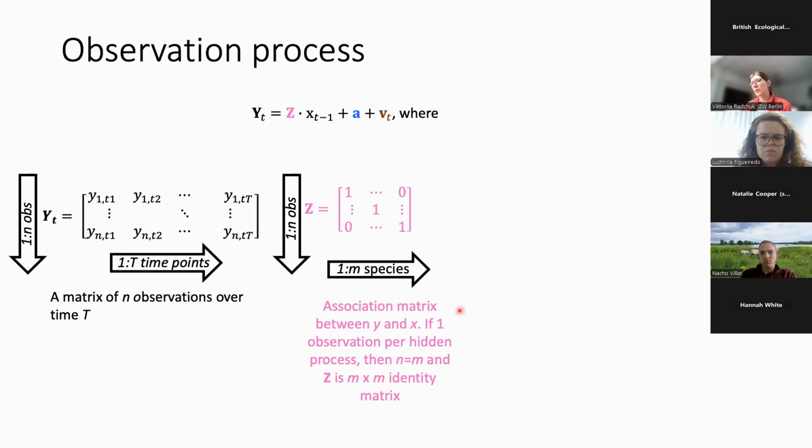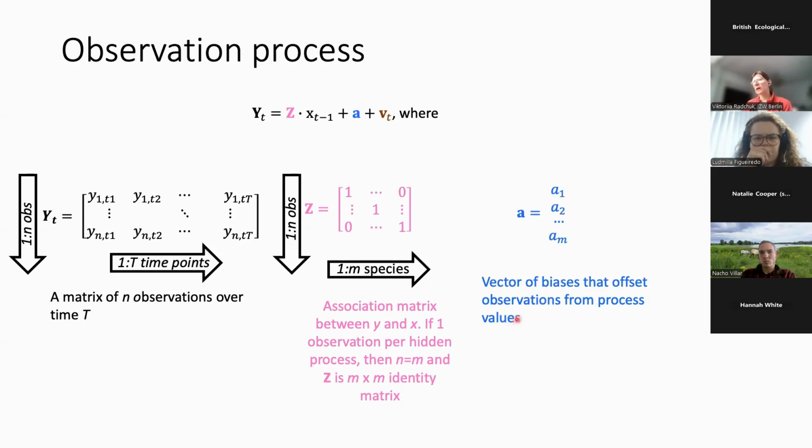Very often we have one observation per hidden process. In that case, N is equal to M, and then Z is an M by M identity matrix, as shown in a simplified manner here. However, in some cases, one can have several observations per hidden process. For example, one can have several replicates, either in space or in any other ways, of your community that you are observing, and then your Z matrix will look different. But I don't go there because of the time constraint. It's just to make you aware.